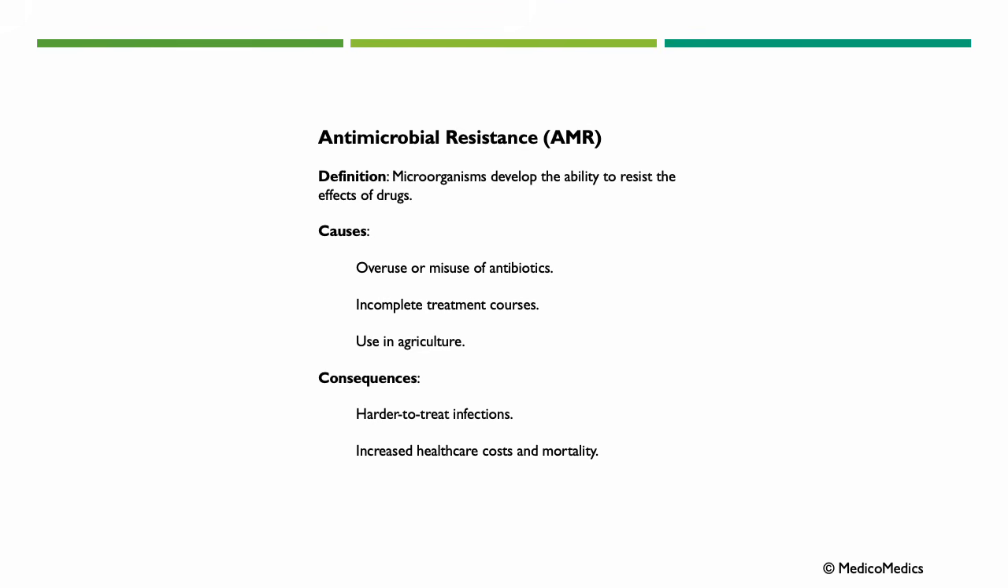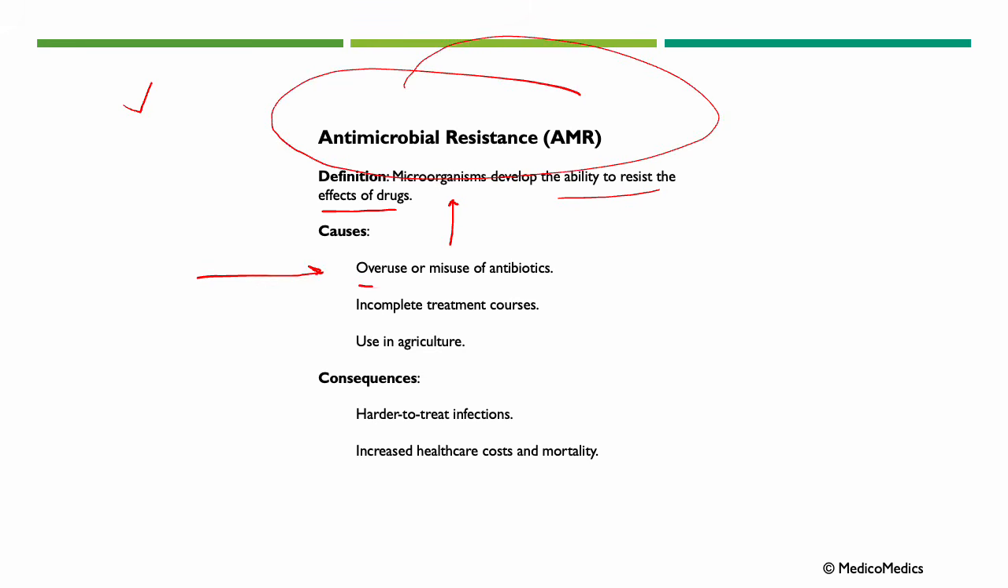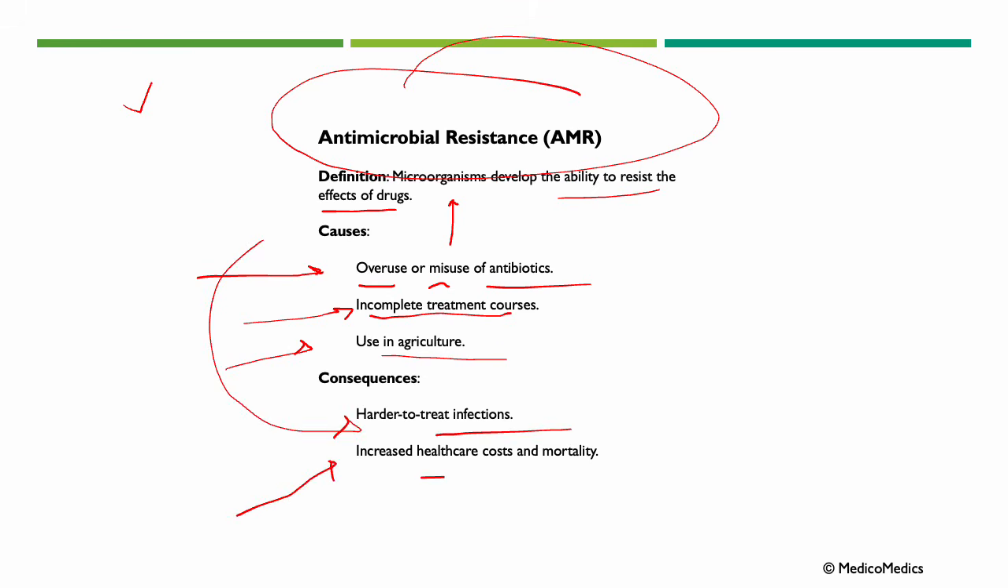Now, it's all beautiful and lovely that we have treatments for so many things, but microorganisms develop the ability to resist effects of drugs. We call this antimicrobial resistance. And the causes of these are, for example, overuse or misuse of antibiotics. Another one is incomplete treatment courses. Its use in agriculture. And the consequences of this is that it's harder to treat infections, and it increases healthcare costs and indeed mortality.